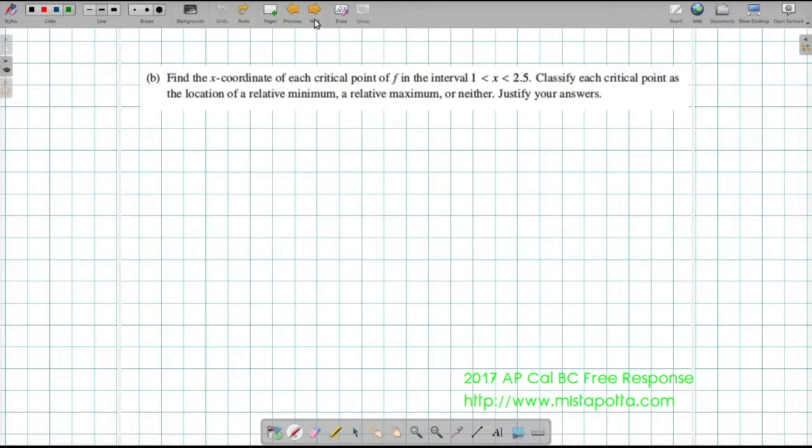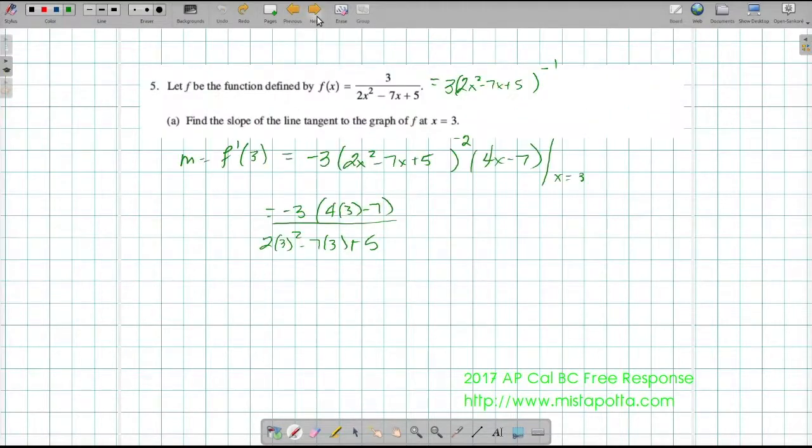Moving on, part B. It says find the x-coordinate of each critical point. Remember, critical points are where the first derivative equals 0 or it's undefined on this interval from 1 to 2.5. They want us to classify each critical point as a relative minimum, relative maximum, or neither, and justify our answers. So remember that our derivative is negative 3. Isn't that right? Negative 3? Yeah, negative 3.